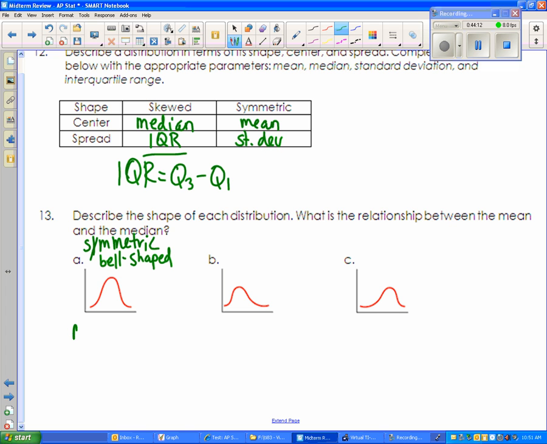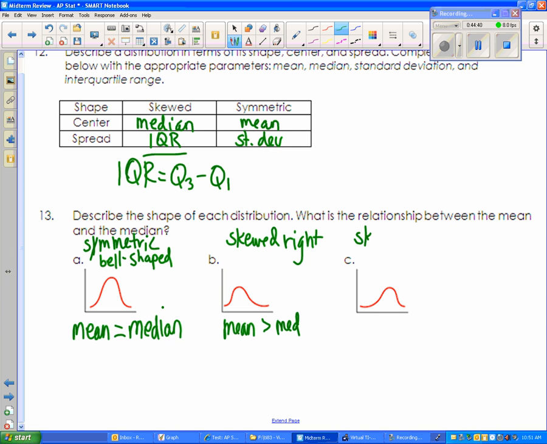Well, if you have a symmetric distribution, then your mean and your median are going to be very similar. They're not necessarily going to be equal, but they should be close because the median is also in the middle. With the distribution in part B, this is a skewed distribution, and we follow the tail. It is skewed right. The mean is also going to follow the tail. So in this case, the mean is going to increase and be greater than the median.